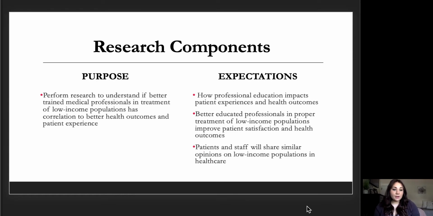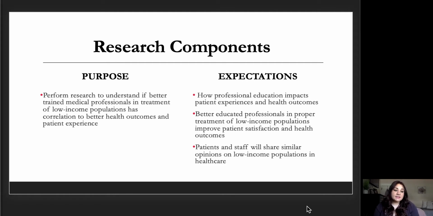So, some research components of this study. The purpose is to perform research to understand if better trained medical professionals in the treatment of low-income populations does have a correlation to better health outcomes and patient experience.